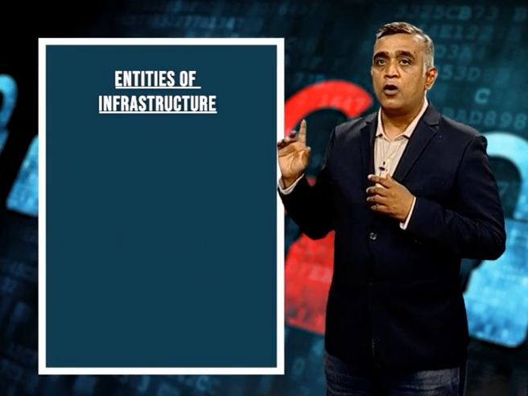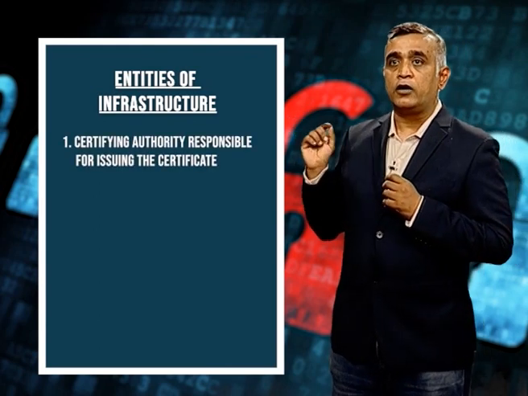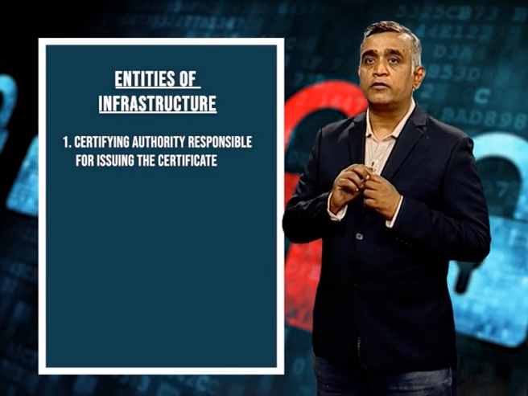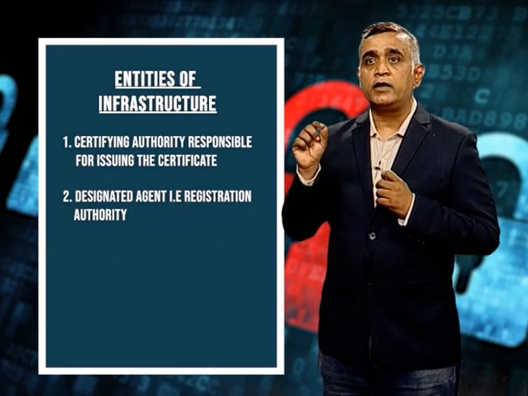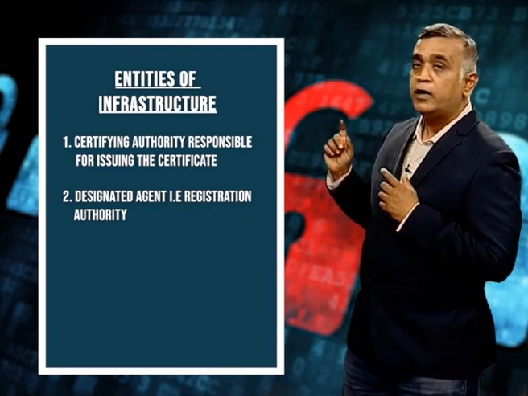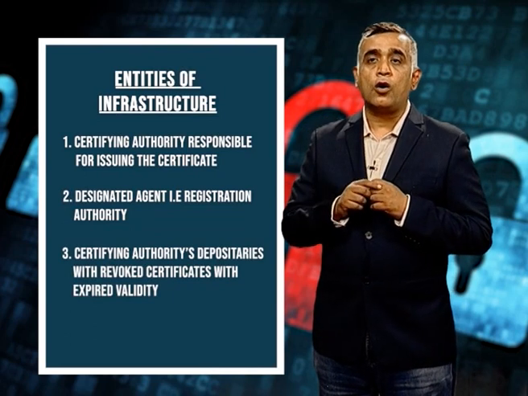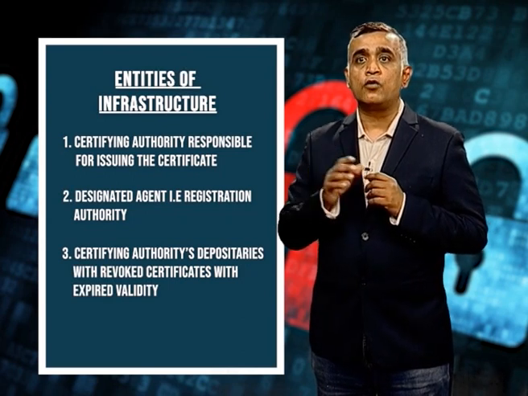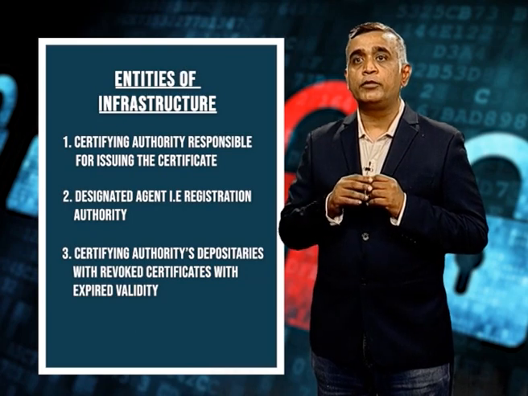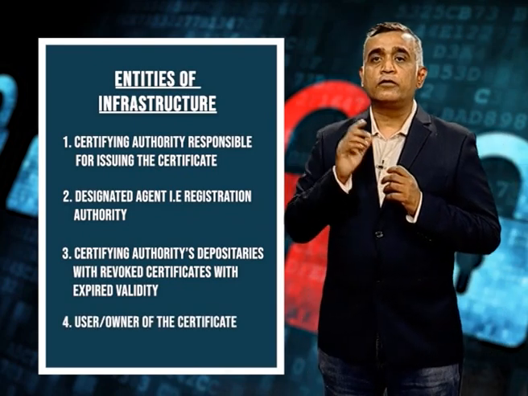Now, typically this infrastructure consists of 4 entities. One entity is the certifying authority, who is responsible for issuing all certificates. Second, its designated agent or delegated entity, which is the registration authority. Third, the certifying authority's depository, where you will find all revoked certificates whose validity has expired. If a certificate has been revoked, then its public key should not be used for any real world application. Fourth, the user or the owner of the certificate.